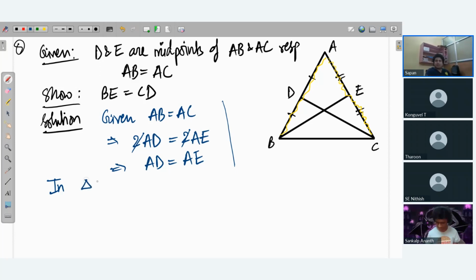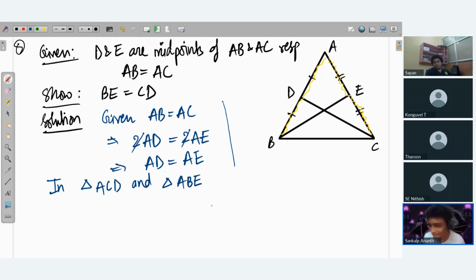So in it I get triangle ACD and triangle ABE. We have angle A is equal to angle A, of course, common.